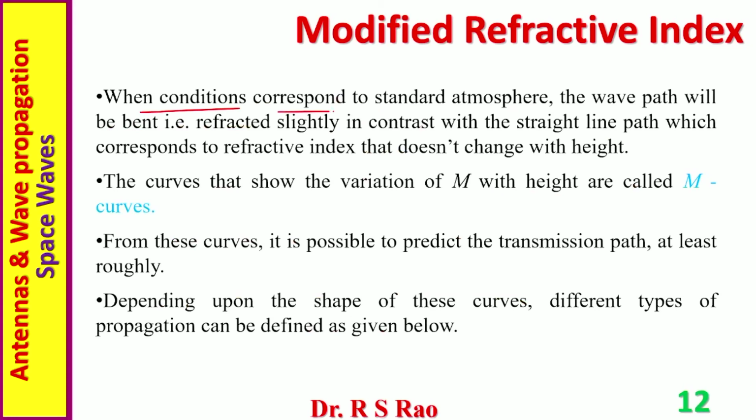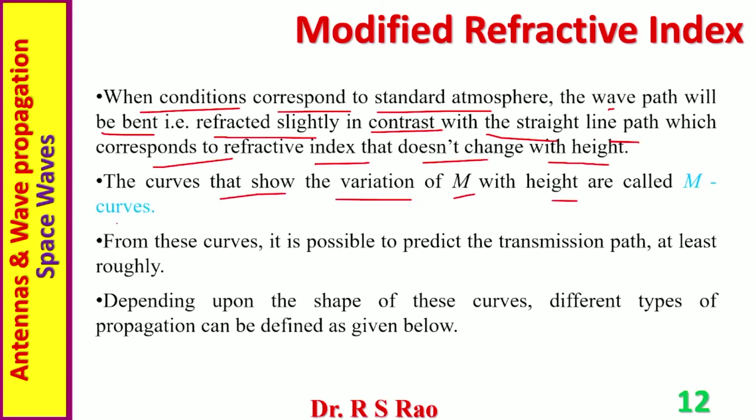When conditions correspond to standard atmosphere, the wave path will be bent, refracted slightly, in contrast with the straight line path, which corresponds to a refractive index that does not change with height. The curves that show variation of M with height are called M curves. From these curves, it is possible to predict the transmission path at least roughly.